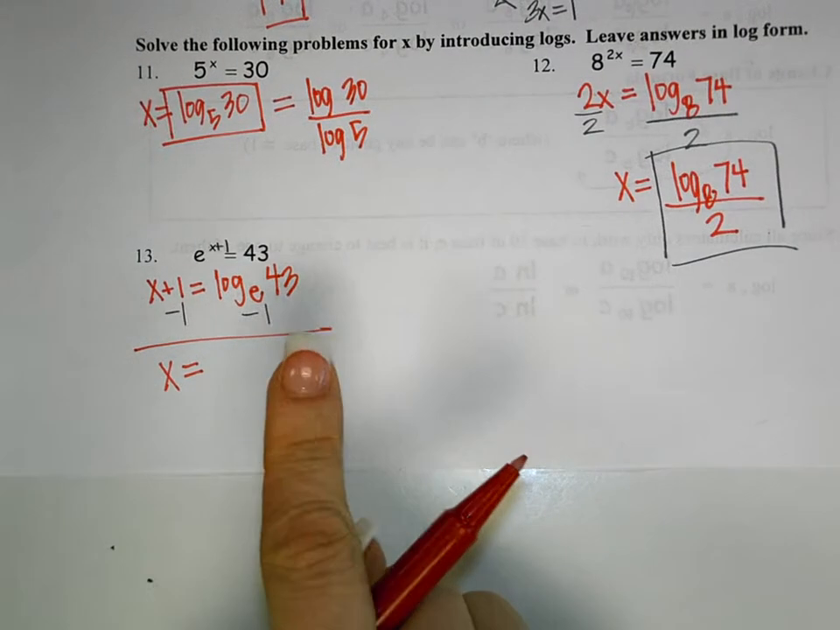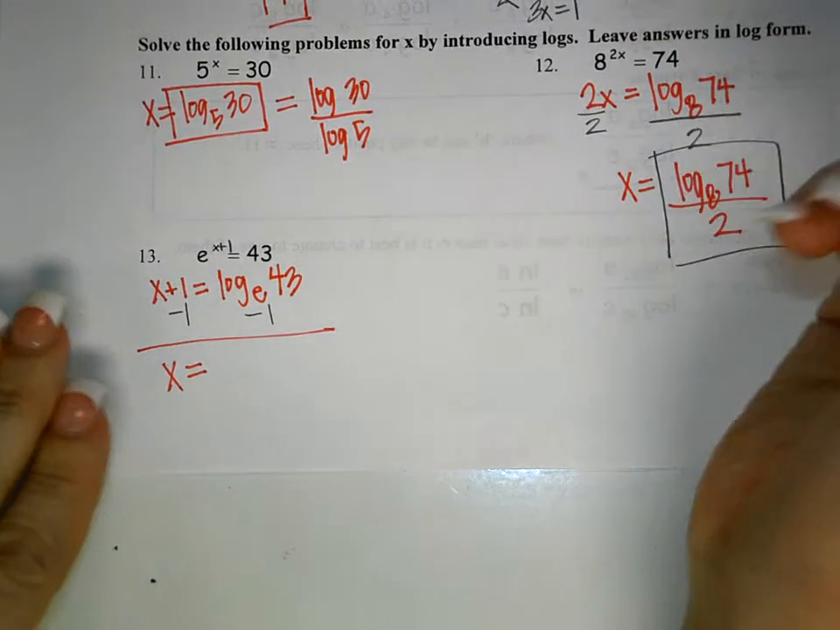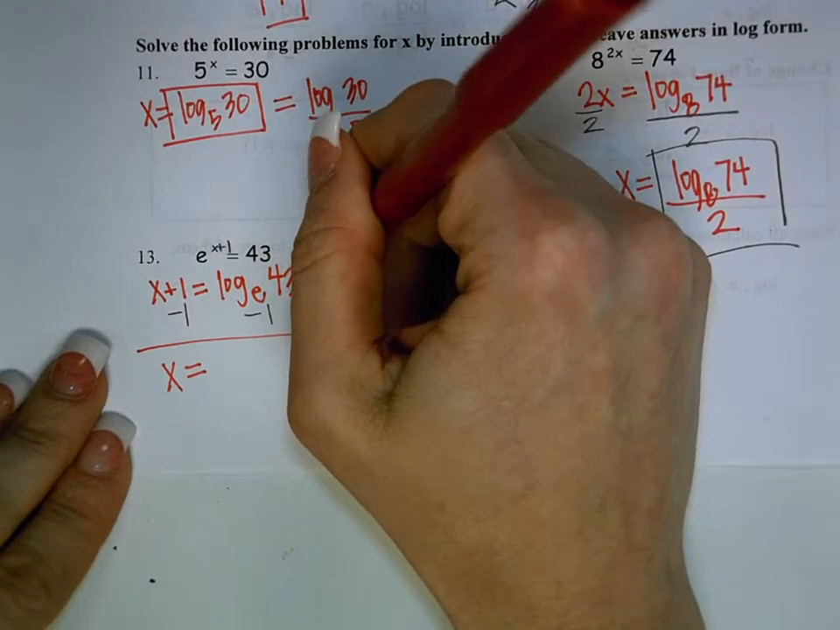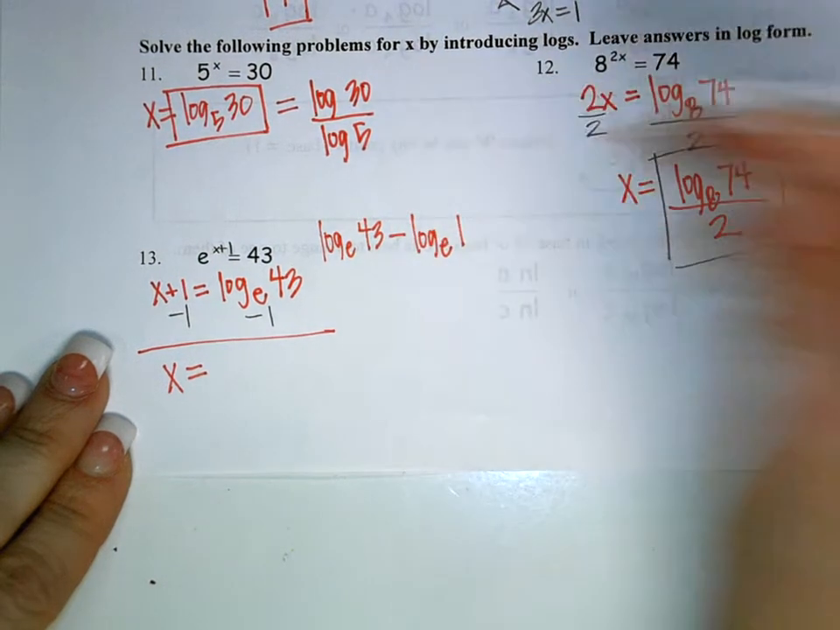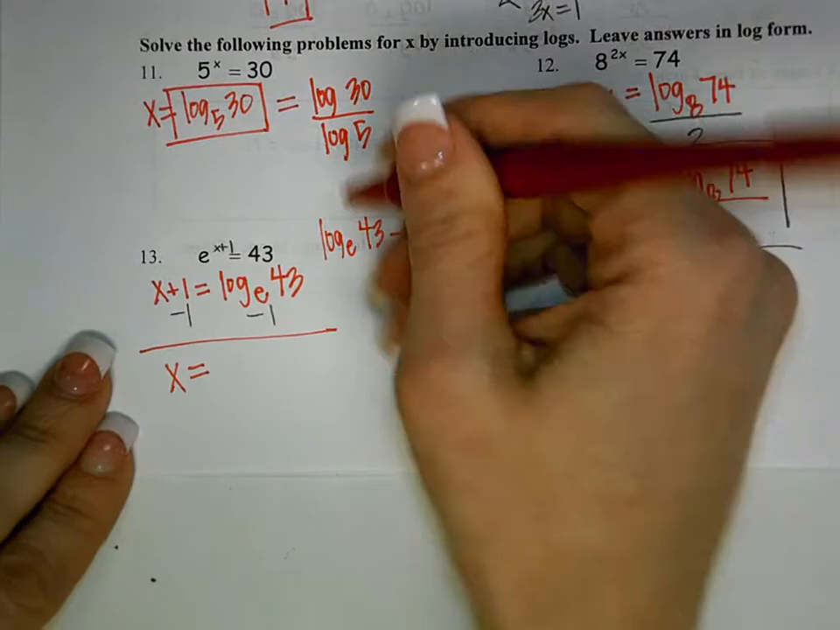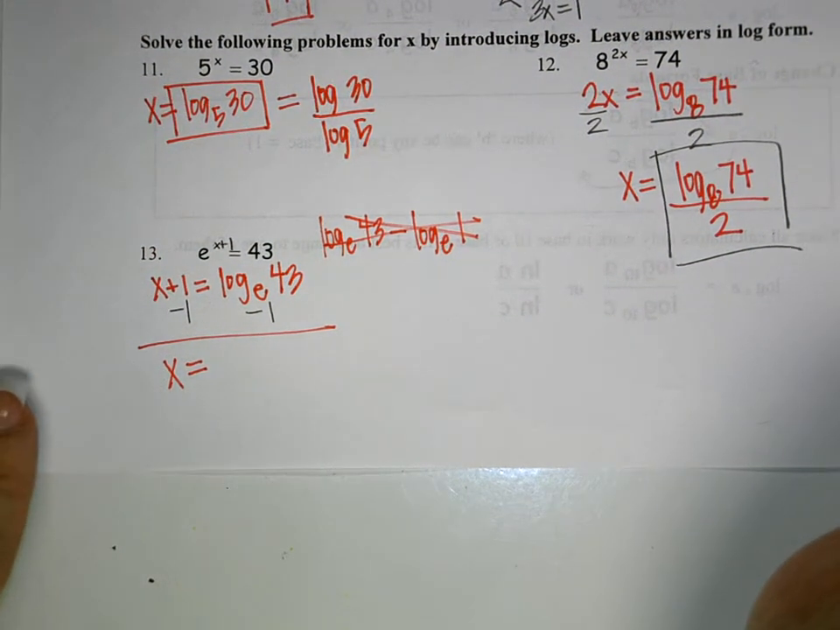Where does that 1 go when I subtract it? This is not the quotient rule. The quotient rule is if you had something like log base e of 43 minus log base e of 1. But I don't have 2 logs here. So this is not the quotient rule. Log e of 43 minus 1.